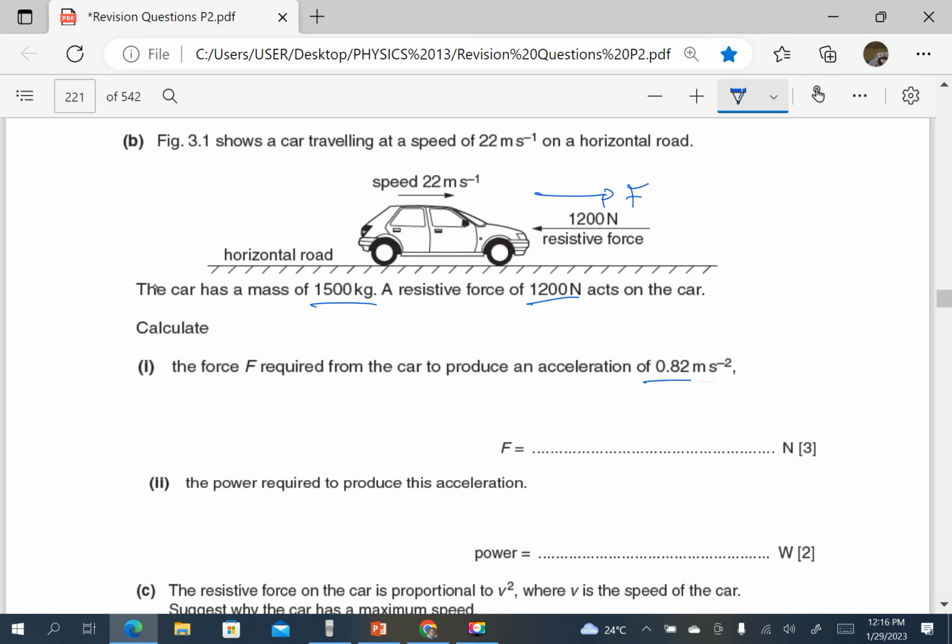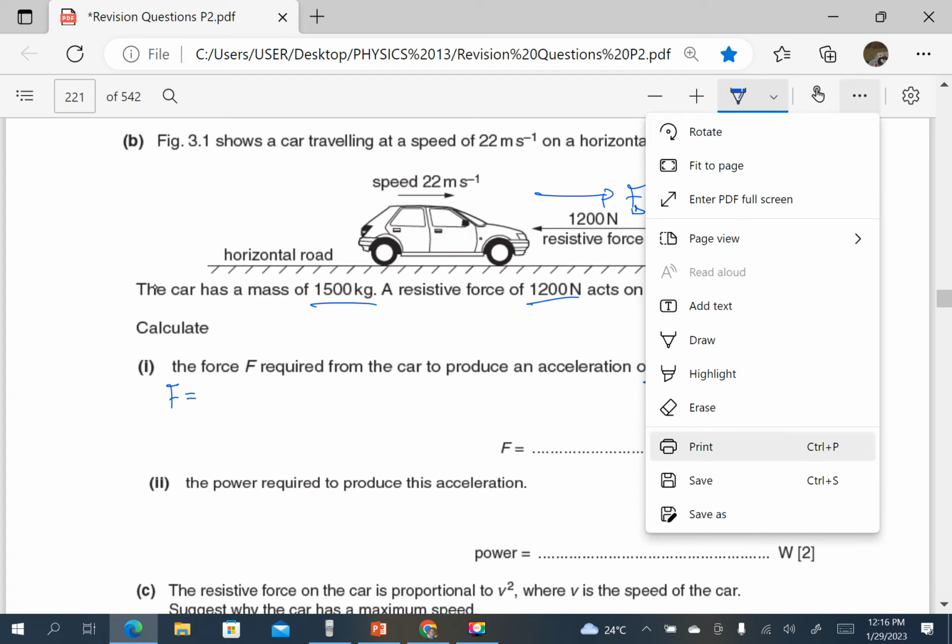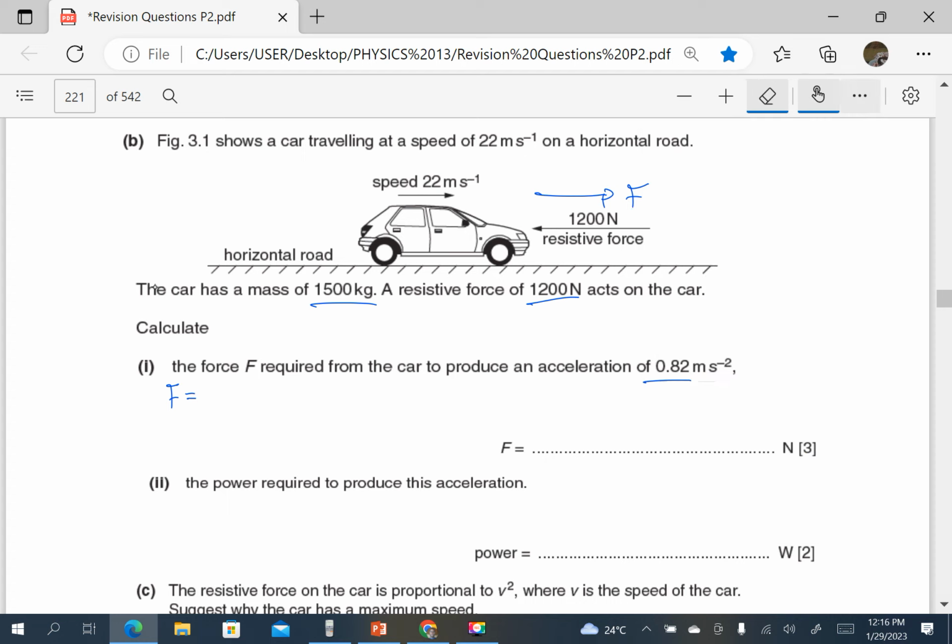So let's call this force FD, the forward driving force. The resultant force is the one which gives that acceleration, and the force required they call F. Let me call the resultant FR. So the resultant force FR is going to be the forward force F minus the resistive force. The resultant force, mass times acceleration, is equal to the force F minus the resistive force, which is 1,200.